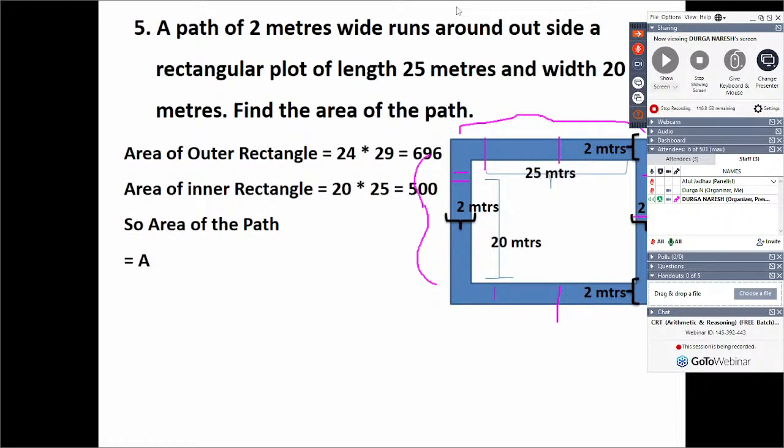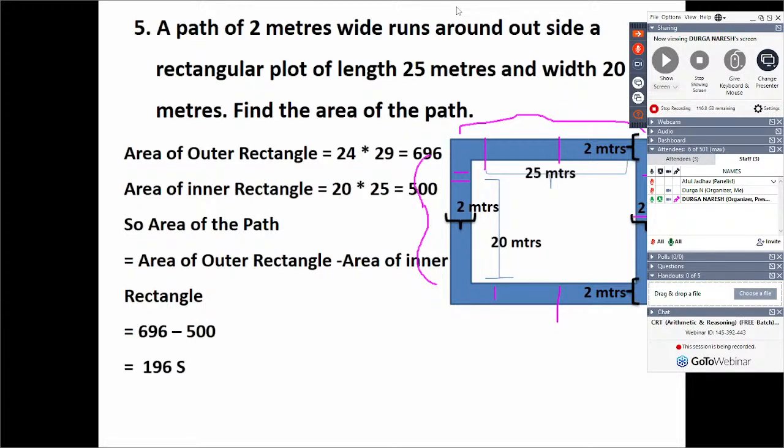Understood? Do it fast. Roughly 196 square meters.